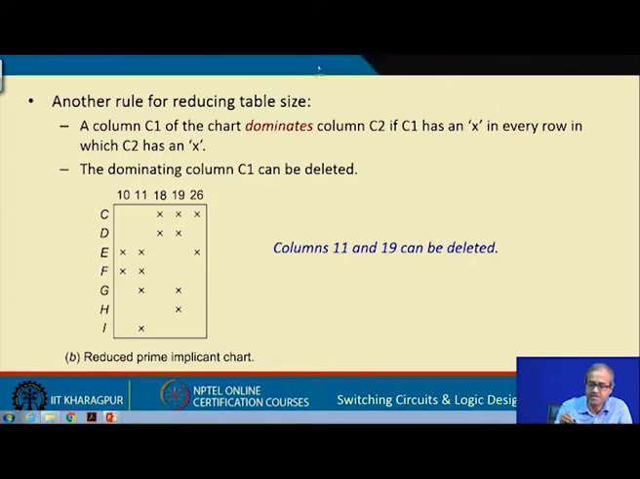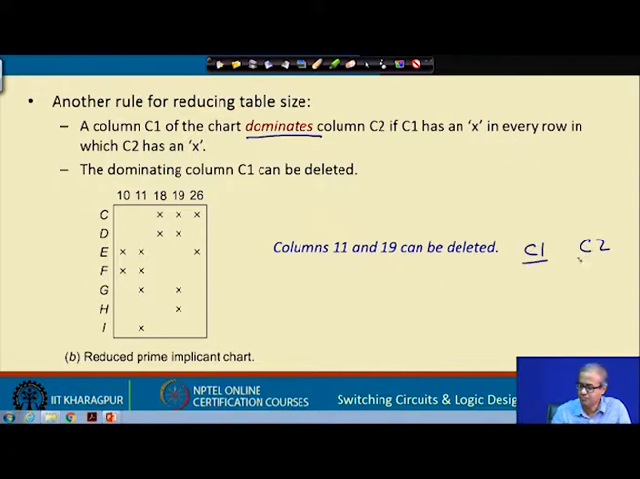Now, there is a similar rule for dominating columns. Dominating column I am showing with this example. It says a column will dominate another column, like suppose I have a column C1, I have a column C2. C1 will dominate C2 if C1 has a cross in every row where C2 has a cross. That means, if I have let us say cross here, here and here, and C2 has a cross here and here, then I say C1 dominates C2.